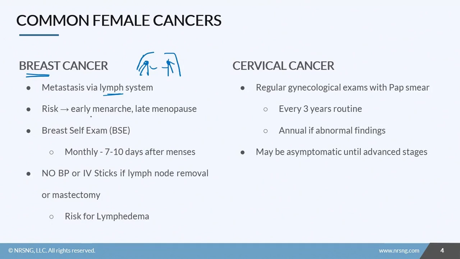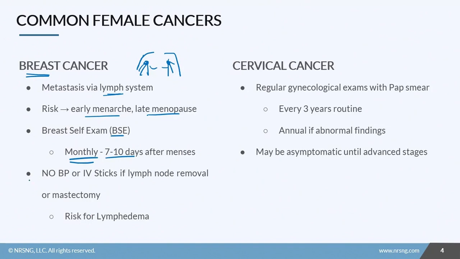Risks for breast cancer, early menarche. So that's when they start their menses early in life, or late menopause. Basically, the more exposure they have to estrogen, the more likely they are to get breast cancer. So we want to educate and encourage our patients to do breast self-exams. They should be done monthly. And the best time to do it is 7 to 10 days after their menses. That's when they're most likely to find the lump.